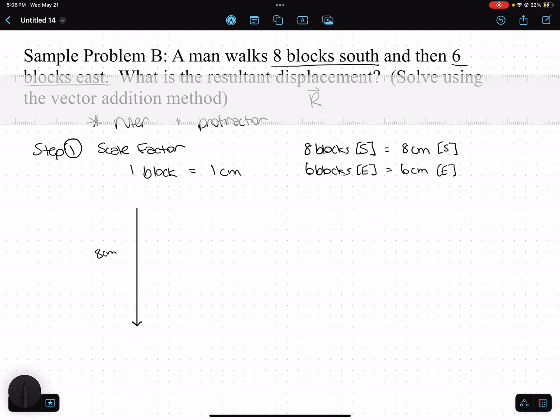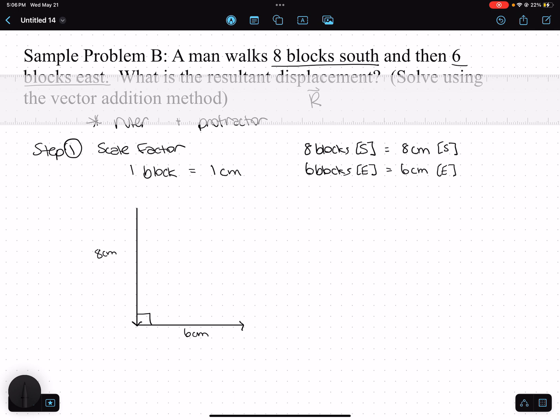Now, using our head to tail method, we are going to draw a 6 centimeter vector going towards the east. Make sure we are drawing this at a 90-degree angle. This should be 90 degrees. An arrowhead pointing towards the east, and that is 6 centimeters. Okay, so this is first what we do, vector addition, head to tail method.